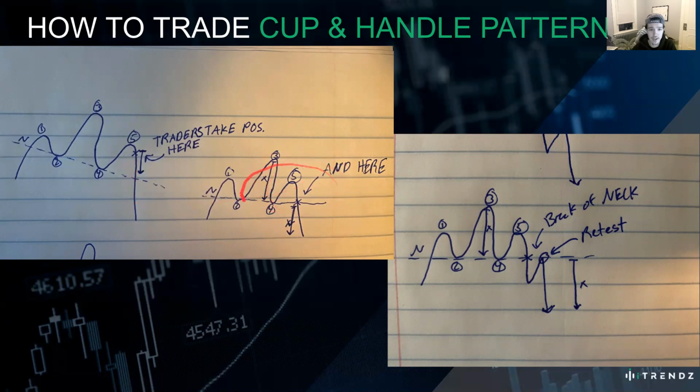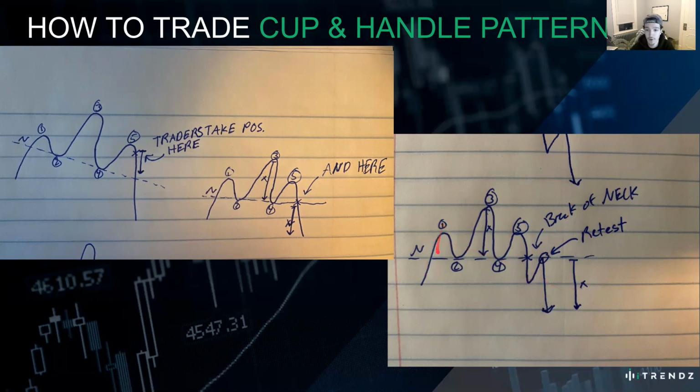Now looking at this one right here, you can see that traders also execute their orders on the break of the neckline and trade that initial breakout or that initial breakdown of that neckline here, right? And then if you can see on the right side, this is generally speaking how that price action looks after the break of the neckline goes.